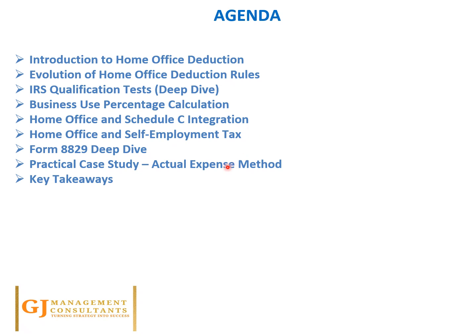And then finally, the deep dive of Form number 8829, which is largely for cases wherein the person has opted for the calculation method. Then we look at the practical case study, which is again the calculation method and actual expense method. And then we'll spend some time understanding some of the key takeaways from this particular chapter. So let's move to the first slide.